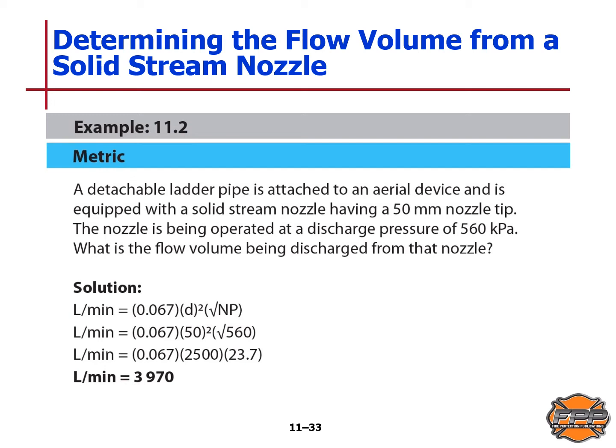Under the solution, you have your formula, liters per minute equals 0.067 times diameter squared times the square root of nozzle pressure. And on the next line, you plug in your values. Liters per minute equals 0.067 times 50, it's a 50 millimeter nozzle tip, squared, times the square root of 560, because you've got a nozzle pressure of 560 kilopascals. Next line, you just factor everything out. Liters per minute equals 0.067 times 2500 times 23.7. And on your last line, after you multiply everything out, you get liters per minute equals 3,970.